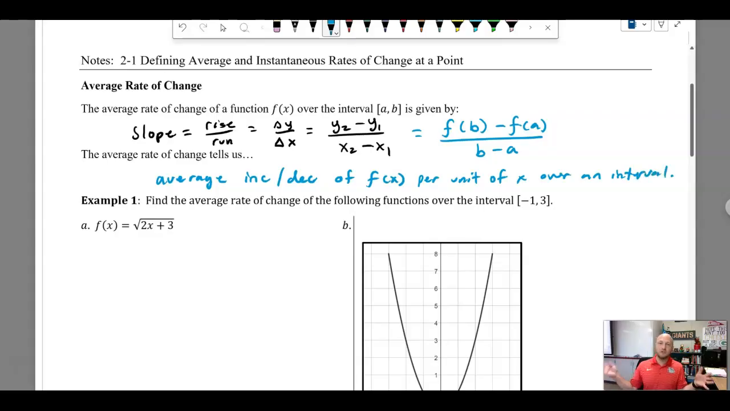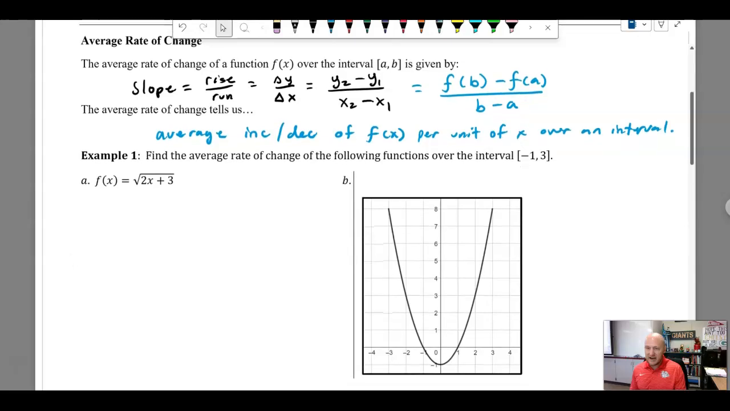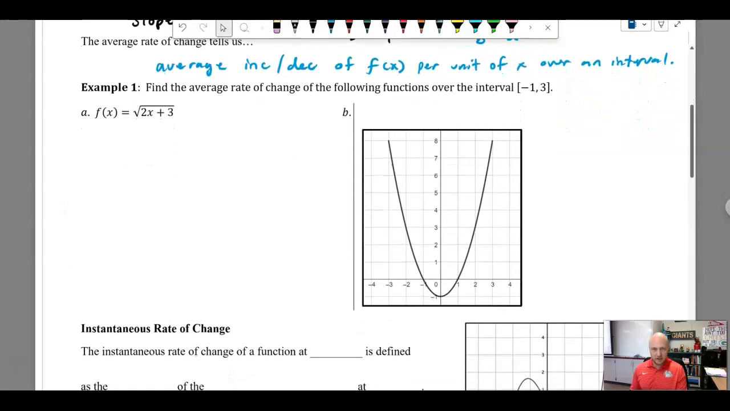So average rate of change is cool. It tells us the average change, but it's not the end-all be-all. We'll get into that in a second, right? So how do I calculate average rate of change? We generally see average rate of change in three situations. I guess four if you count a story or a word problem, so you contextualize it. But we often see it with a function.